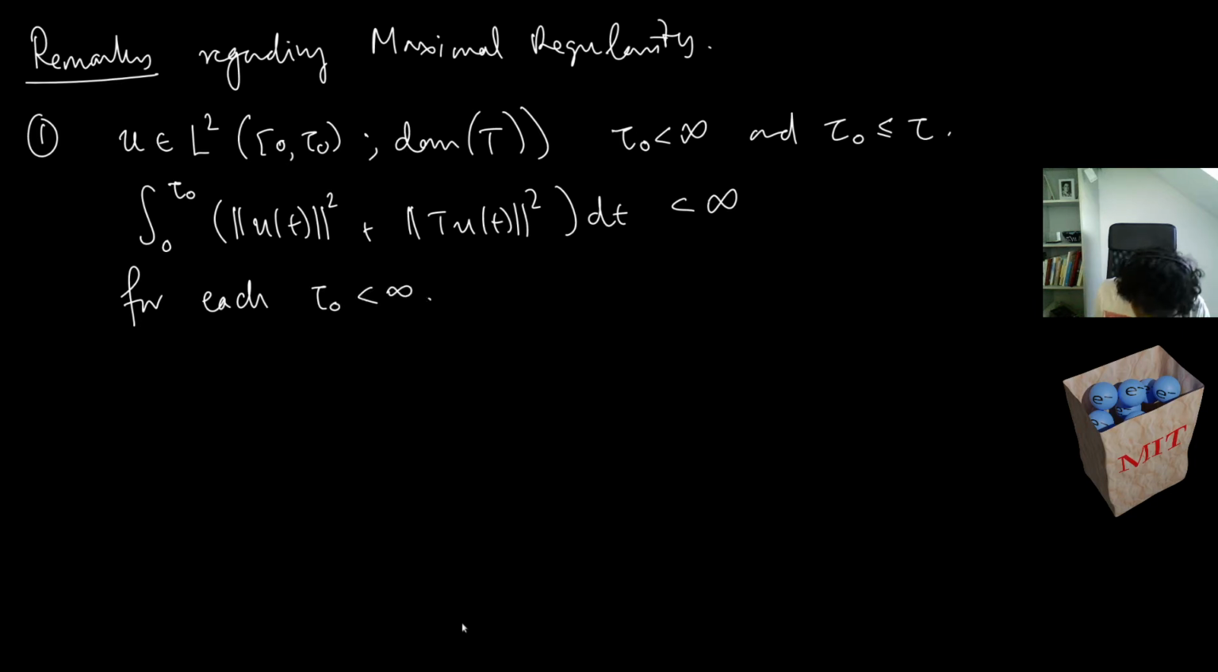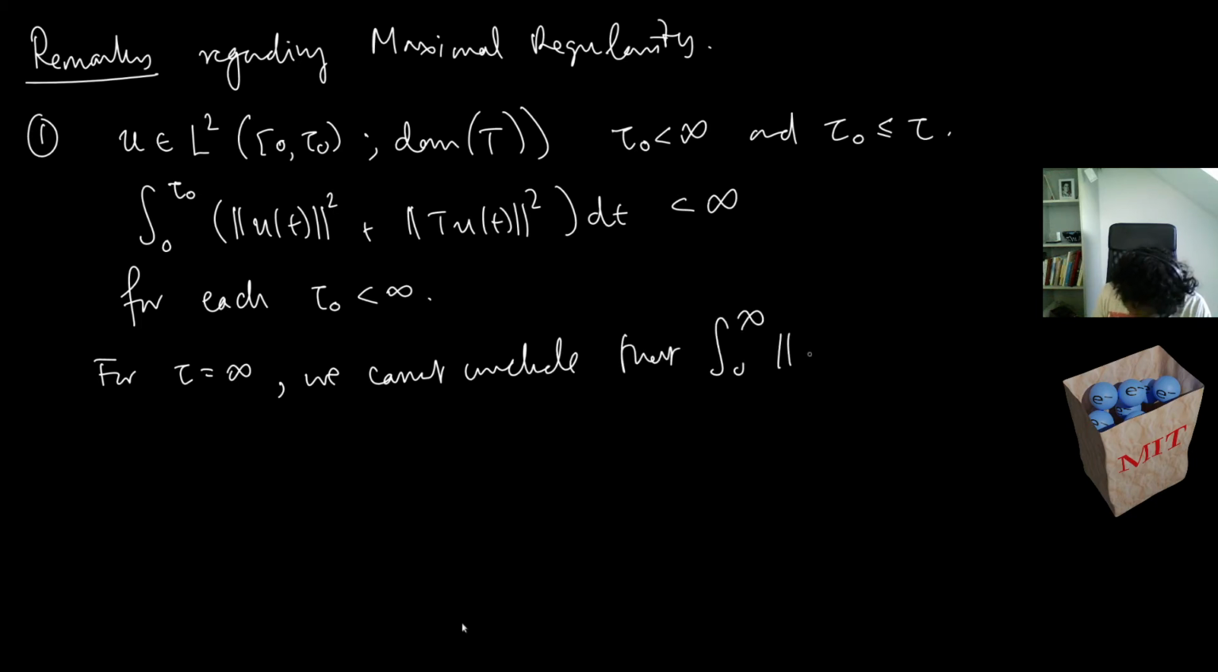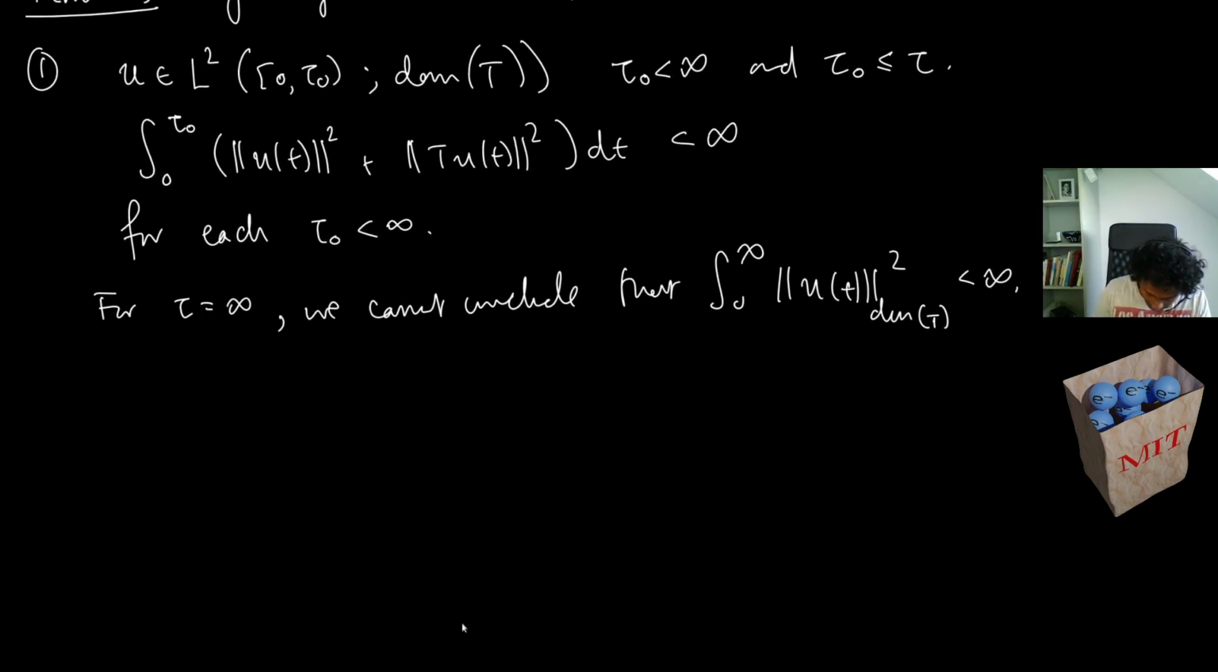But we cannot conclude from this that the integral from 0 to tau is finite when tau is infinity, right? So for tau equal to infinity, we cannot conclude that the integral from 0 to infinity of the norm of u of t in the domain of T is finite, obviously. Because when tau naught is finite, it's just saying that this integral converges for each finite tau naught. Okay, so that's something I want to emphasize.